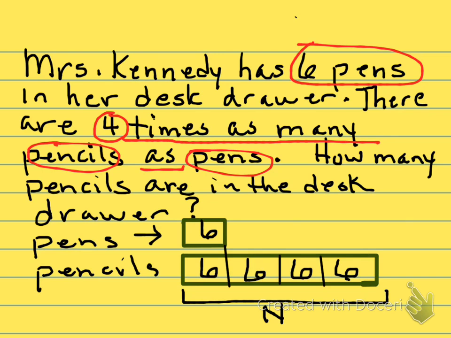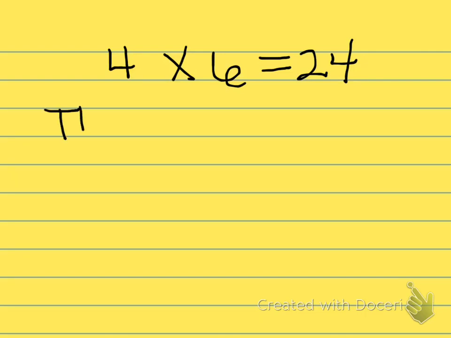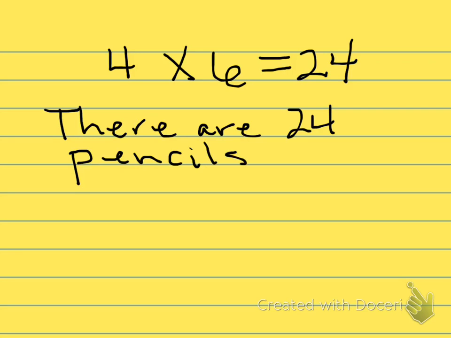So looking at my model, how many pencils does Mrs. Kennedy have in her pencil drawer? Let's take a look. If you said 4 times 6 equals 24, there are 24 pencils in Mrs. Kennedy's desk. You are absolutely correct. And that's exactly what my model showed.